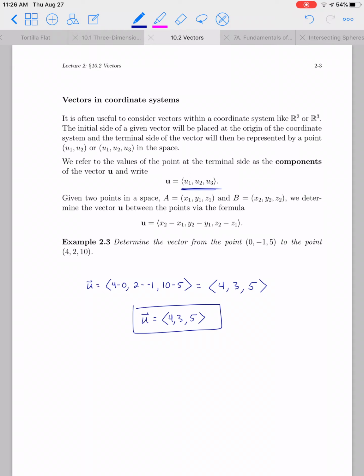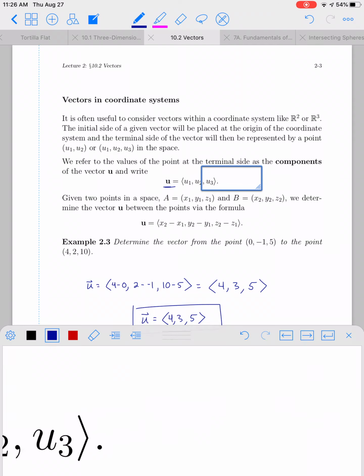If we're given 2 points, note that the notation for points is different than the notation for vectors. One difference is that these angle brackets are present versus the parentheses in these. So points have parentheses, vectors have angle brackets. The other thing you might notice too is that vectors are usually denoted in bold print.